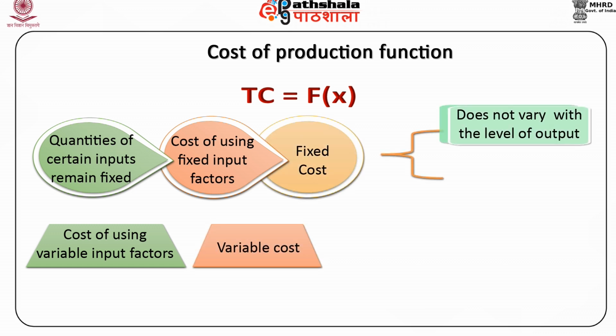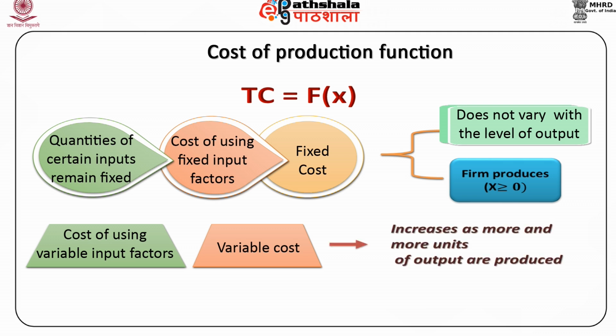Fixed cost does not vary with the level of output, that is, it remains constant whether a firm produces 0 or x greater than 0 units of output. On the other hand, variable cost increases as more and more units of output are produced. However, the variable cost is 0 when x equals 0, when the firm is not producing anything.